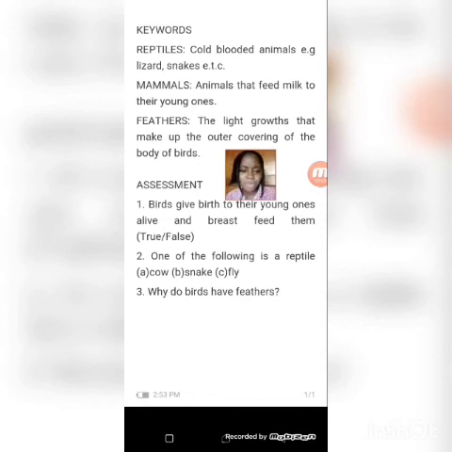Now let's go to feathers. When did we talk about feathers? We talked about feathers when we were talking about birds as a type of animal, right? We said they have feathers that cover their bodies. So what are feathers? They are light growths that make up the outer covering of birds. Let's spell feathers. FEATHERS. Feathers. Again, FEATHERS. Feathers.